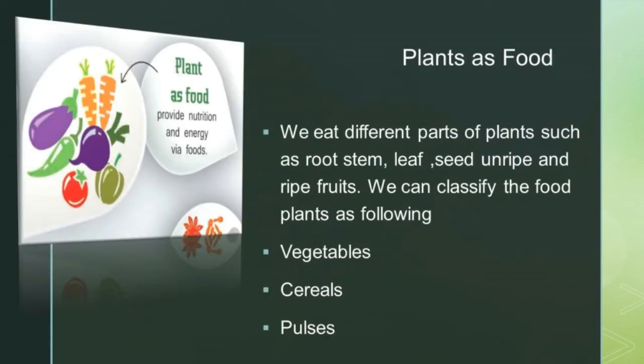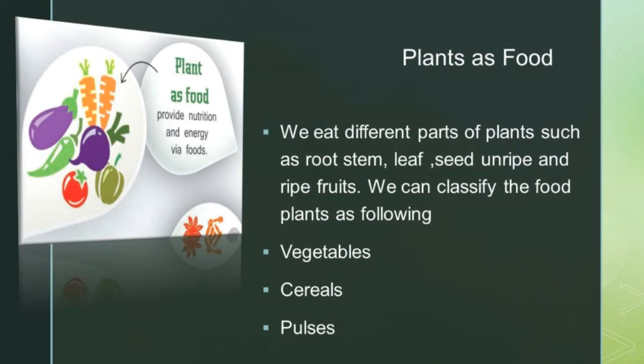Plants as food. Plants are the main sources of food for humans. These plants are known as food plants. Which part of the plants is used as food for us? We eat different parts of plants such as root, stem, leaf, seed, unripe and ripe fruits.